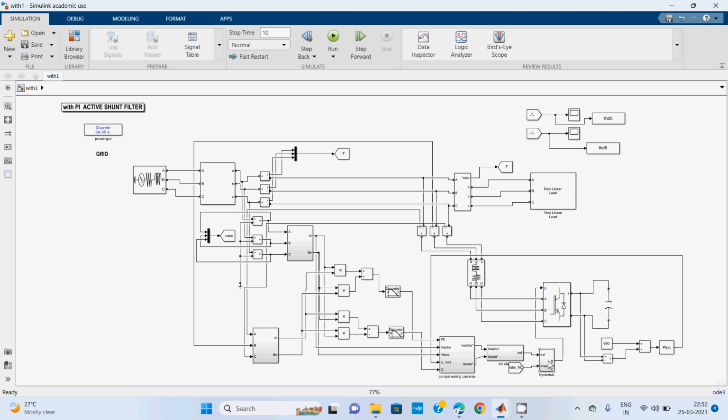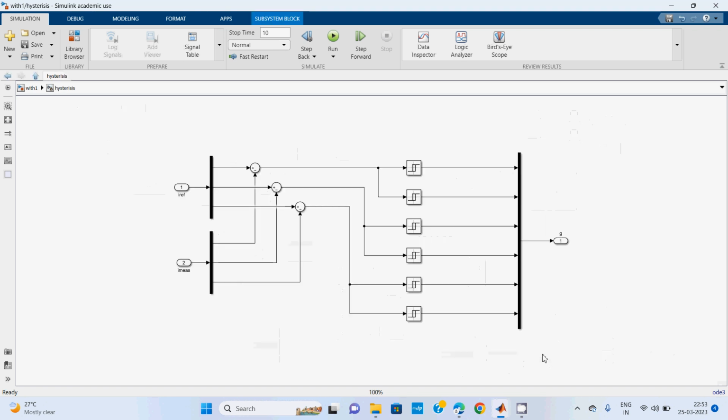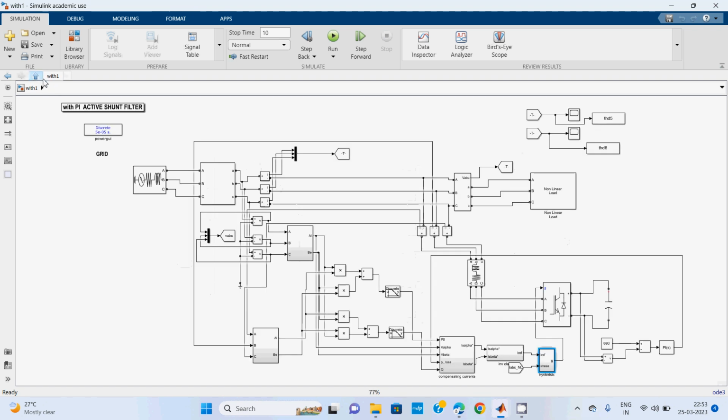load terminal currents, and this is given to the hysteresis current controlling loop. This one is the hysteresis current controlling loop, and then we can generate the pulses, and this is the DC voltage regulation. Now you just check the waveforms with regard to your base paper.